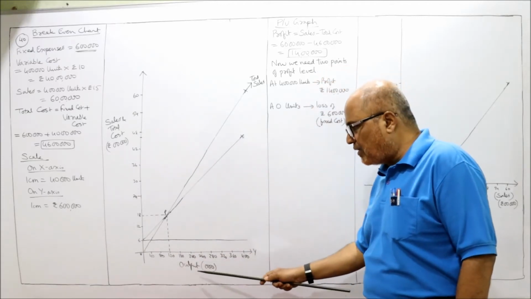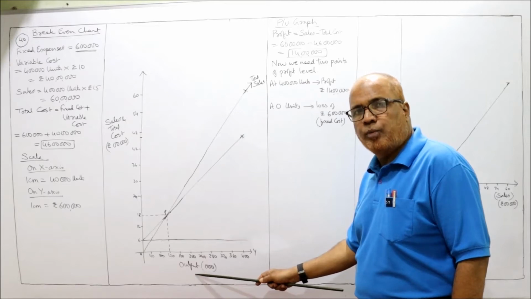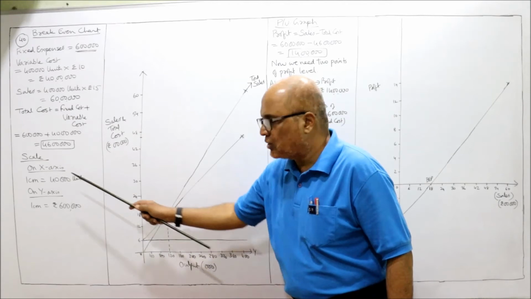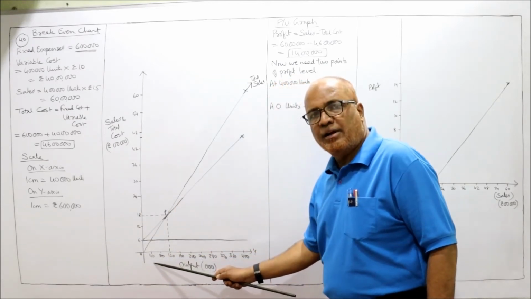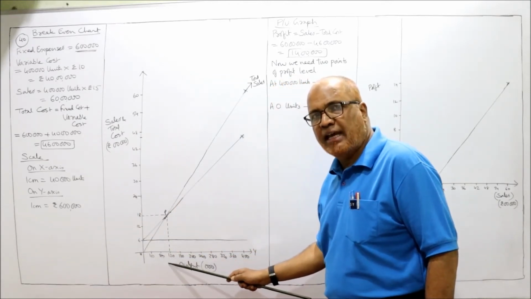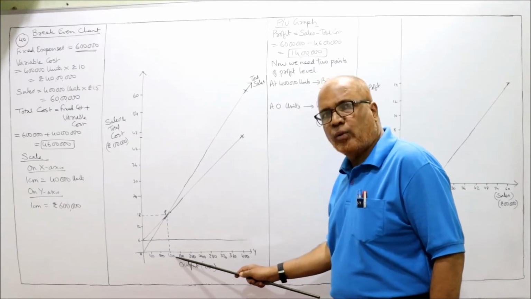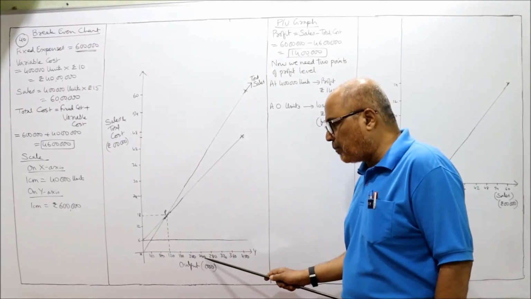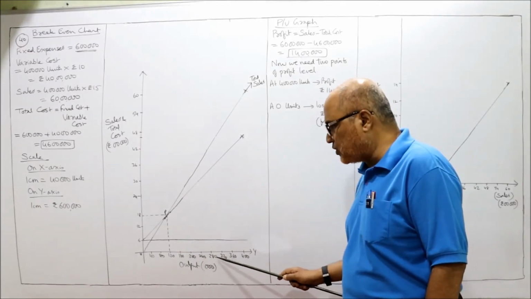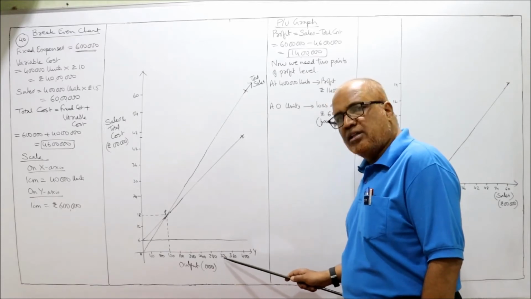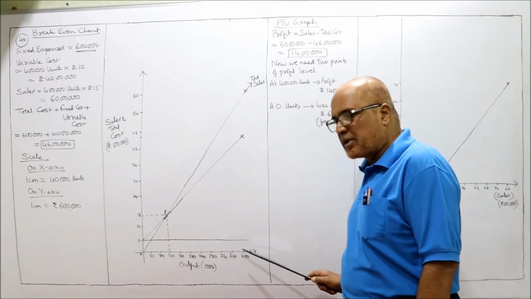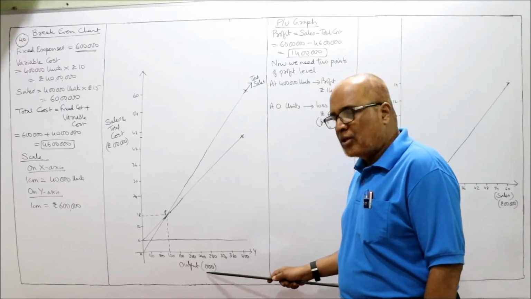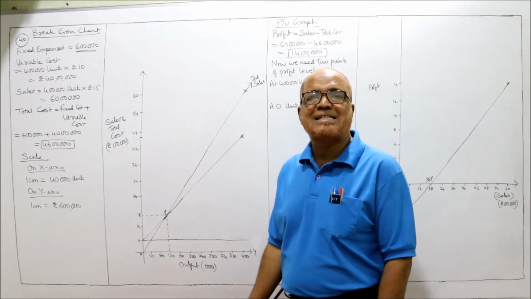On the x-axis we have taken the output. 1 centimeter, 40,000 we have fixed. So 40. Next 40 plus 40, 80. Then 80 plus 40, 120. 120 plus 40, 160. 160 plus 40, 200. 200 plus 40, 240. 240 plus 40, 280. 280 plus 40, 320. 320 plus 40, 360. 360 plus 40, 400. 400 means 4 lakh. 3 zeros omitted. So 4 lakh units we have taken on the x-axis.